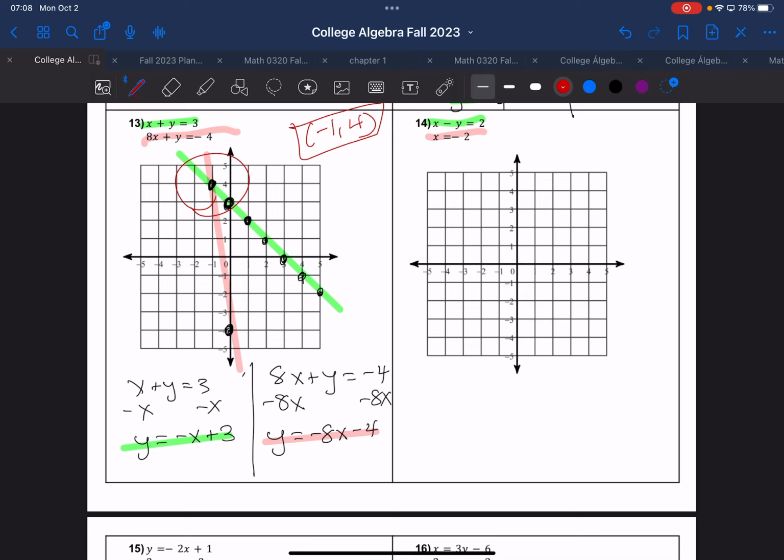Okay, and when you see these type of equations on the test, I expect to see all this work, especially if your equations are in standard form. I need to see you put them into y-intercept form. Okay, on number 14, what do we notice about that second equation? It's just a vertical line. Good, it's going to be a vertical line at what point?